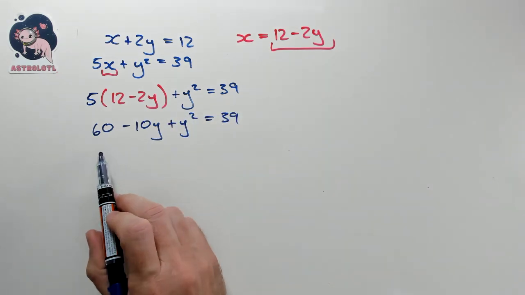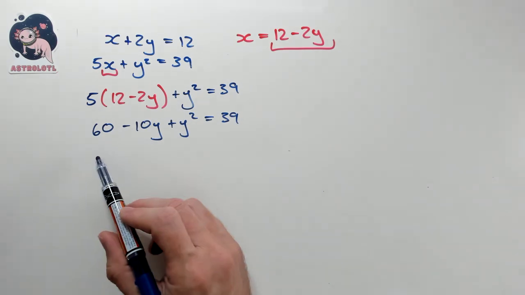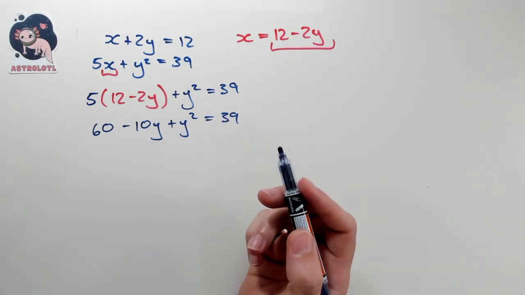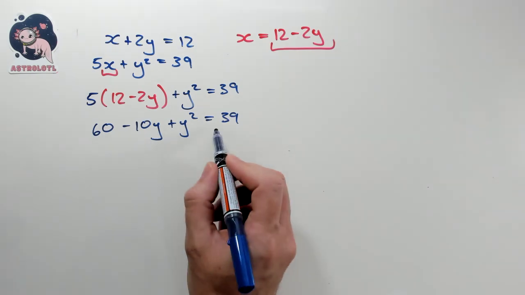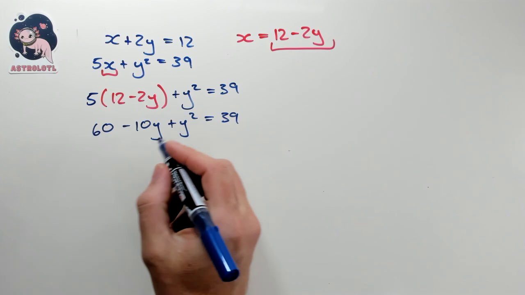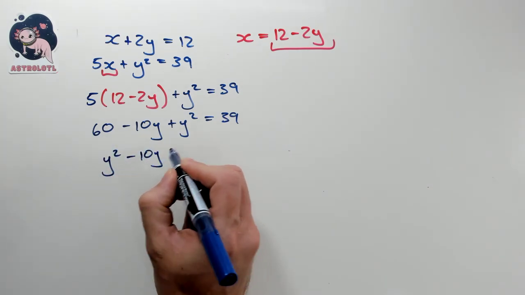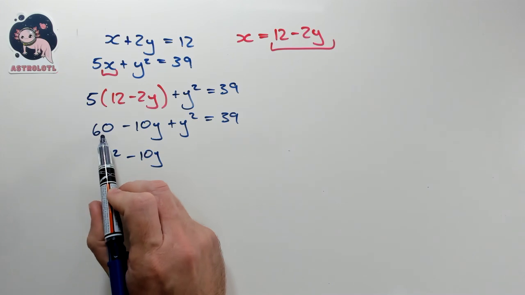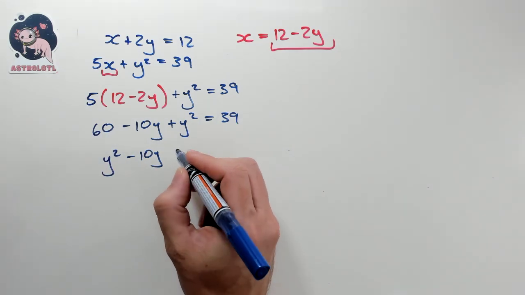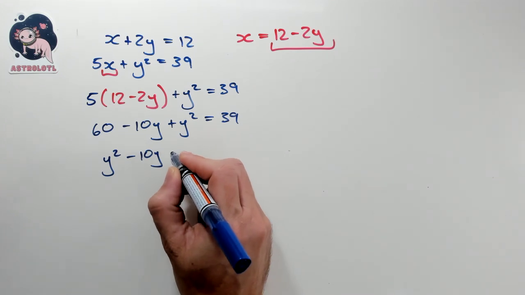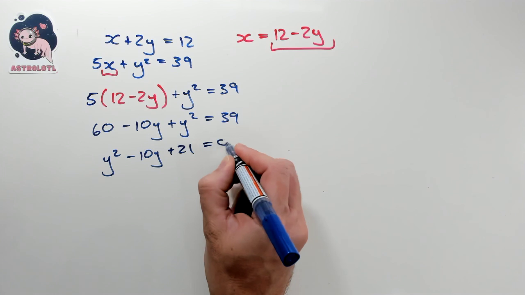Now whenever I see an equation that's a quadratic, I set it all to 0, and then hopefully I can factorize. Otherwise I'll have to use the quadratic formula, but for now let's hope, fingers crossed, we can factorize. So y squared minus 10y, and this would be 60 and then minus 39 when that comes over, so that's going to be what's that, 21, right? Okay, so plus 21 equal to 0.